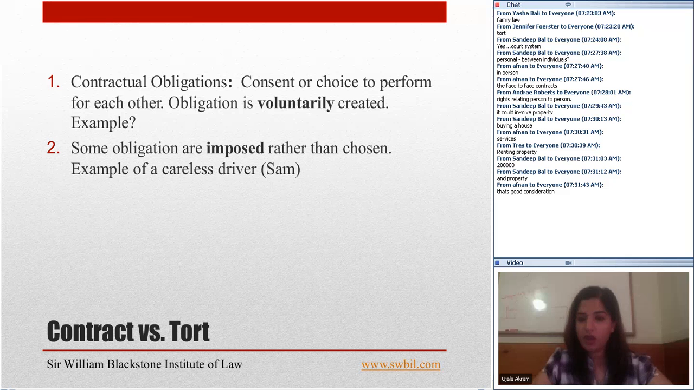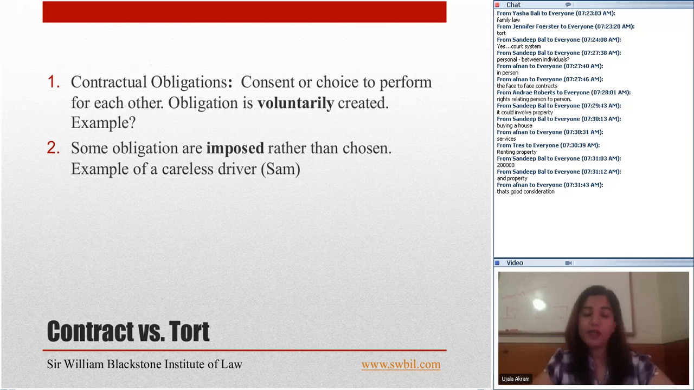So I promised to convey my house in return for the payment from you, right? Your obligation to pay me and my obligation to convey my house to you arose due to our consent. We both agreed when we made this promise. That's one example of contractual obligation that we just discussed. Now, some obligations are imposed rather than chosen.